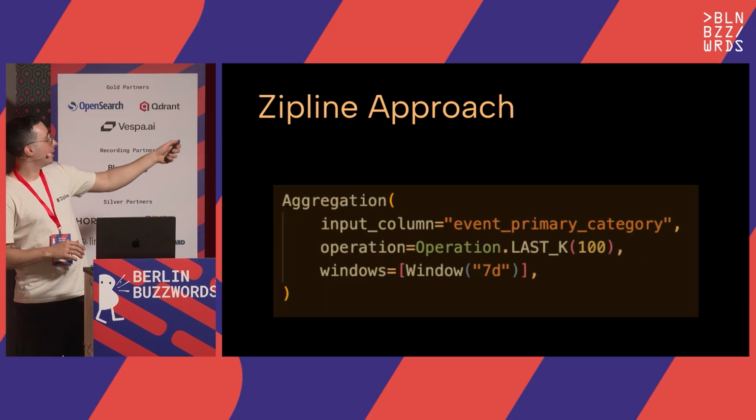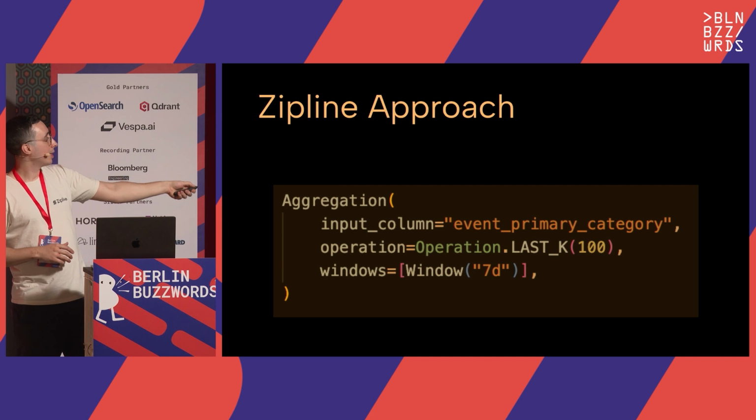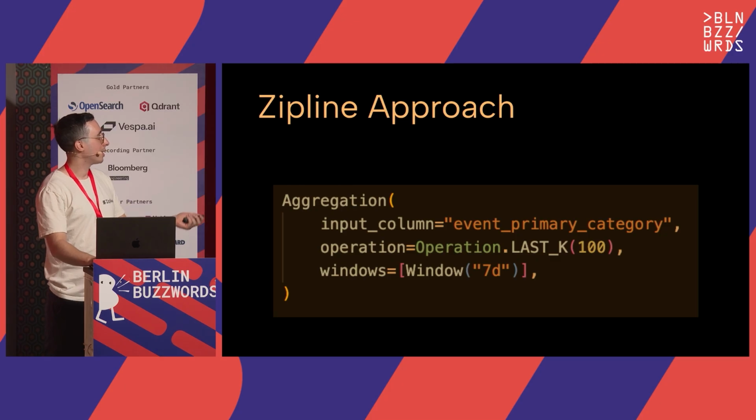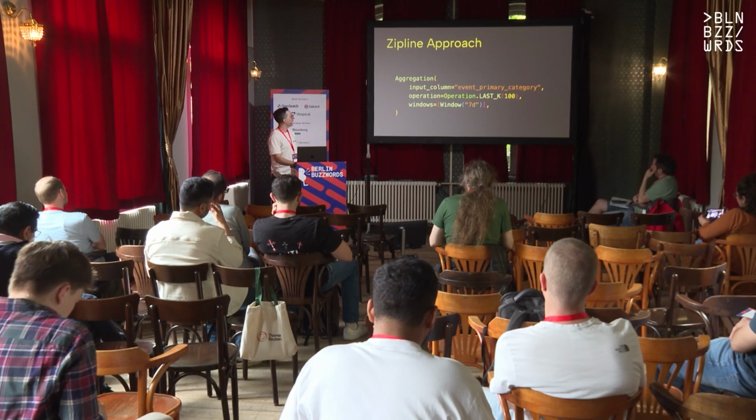Now we have this aggregation. This is similar to what I showed you earlier, except last time we were doing an average. Now we're doing last K, where we're saying, okay, for each user, take their last 100 categories, which we enriched onto that stream previously. There's a 7-day window in this case, but it could be whatever.